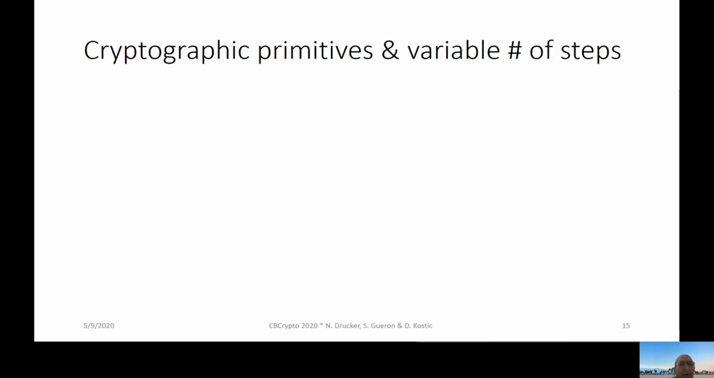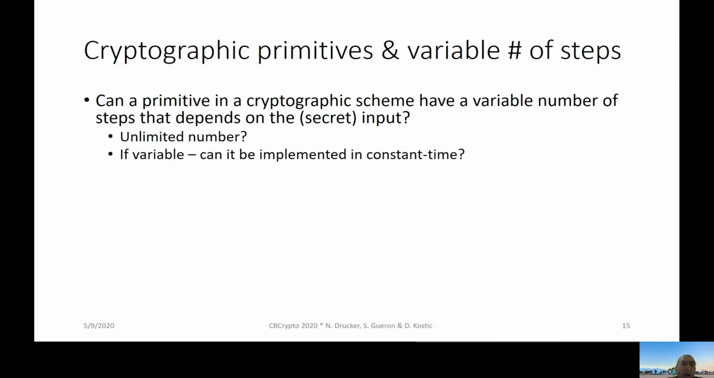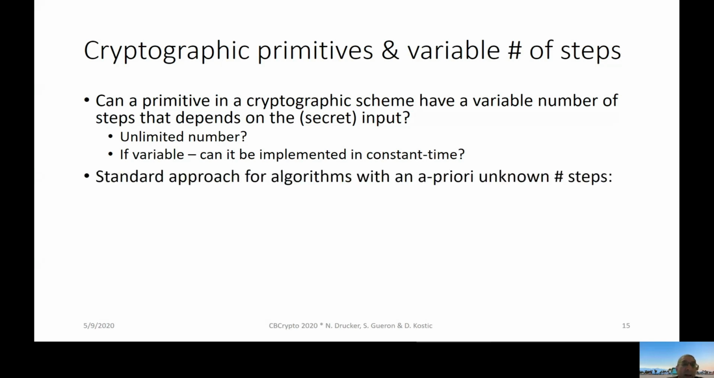So here is a basic question. You have a cryptographic primitive with a variable number of steps. So is it possible to do this if this number of steps depends on the secret input? The input is secret. So is this number unlimited? And if it is variable, can you implement this decoder in constant time? So let's say in general, you have a standard approach for algorithms that have an a priori unknown number of steps. How do you do this? You put a cap on the number of steps and you declare a failure if this cap is reached.